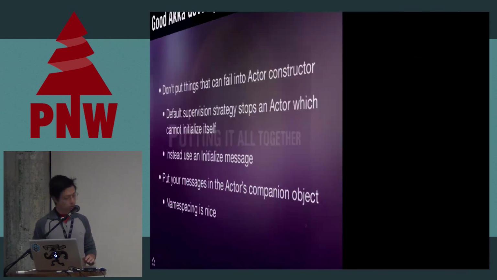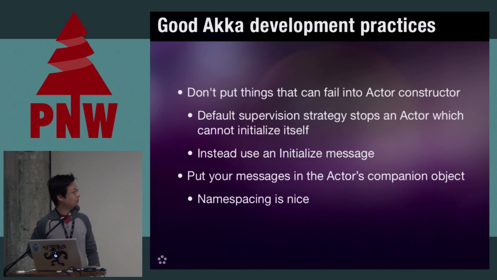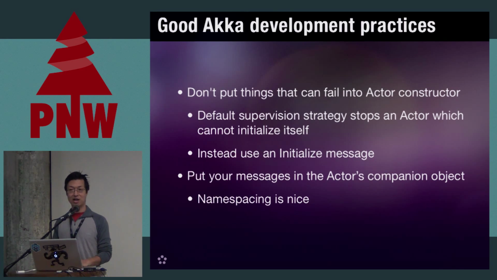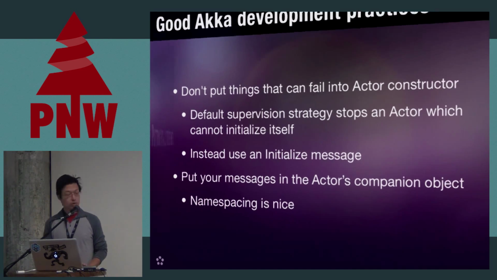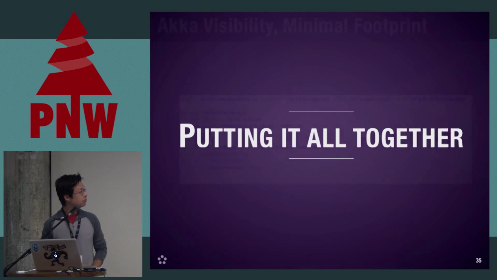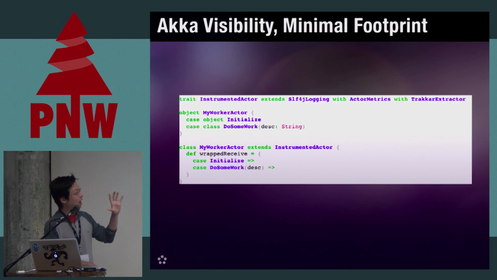Finally, just a few hints. You don't want to put things that can fail into the actor constructor, because by default Akka will just stop. You want to have an initializer. So if I put this all together, I now have several traits that I can mix in. I can mix in my logging, metrics, and the message tracing, and I can keep the body of my actor really neat and clean, and get a lot of super useful instrumentation.